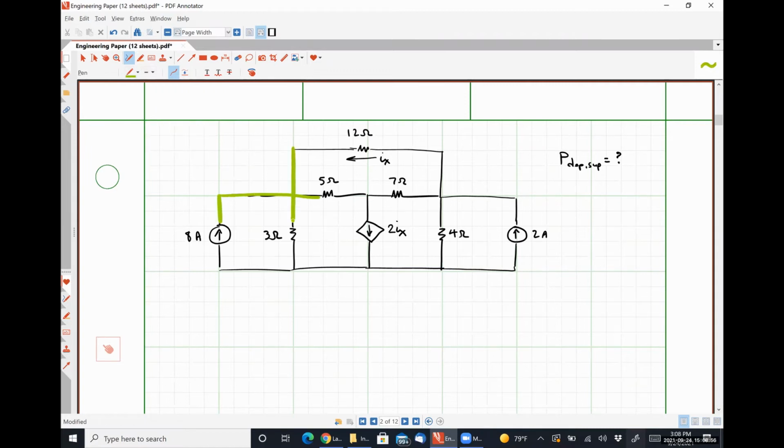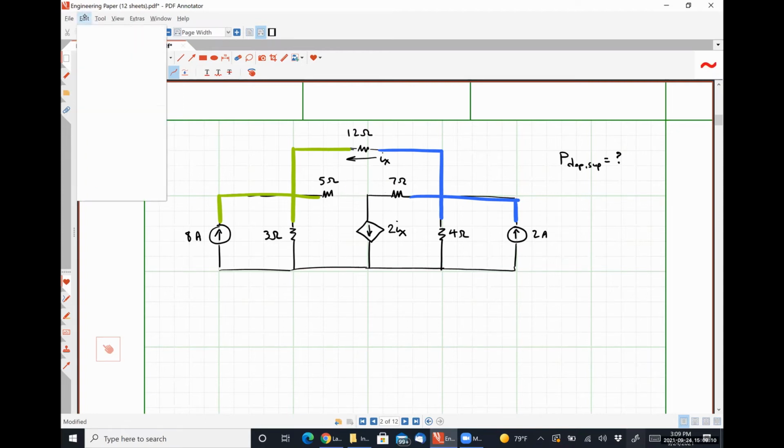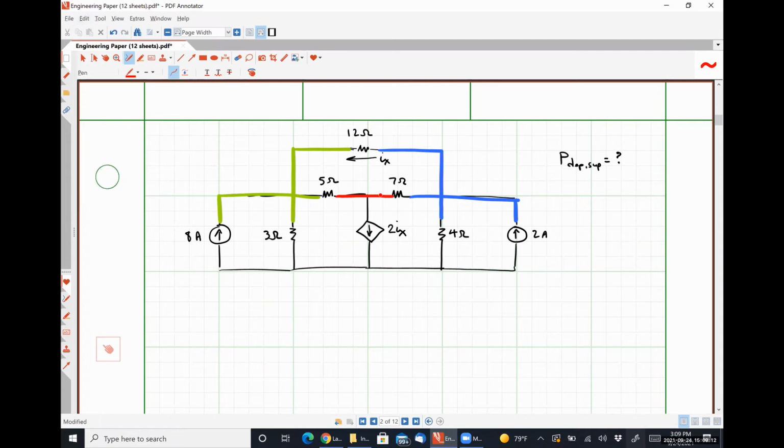Here's node 1. Here is a second node. Oops, did not mean to erase that. There's a third node. Here's a fourth node. All right, step 1 has been taken care of.